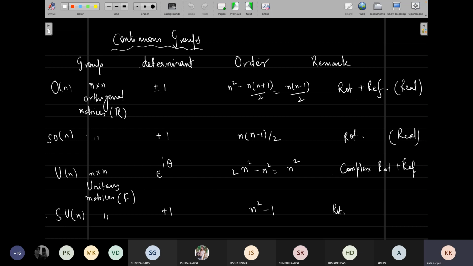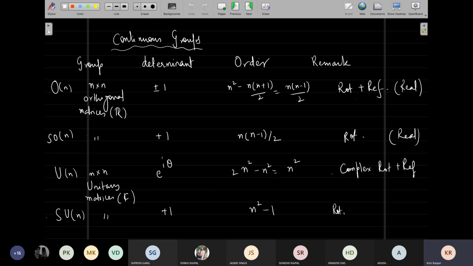So this is the summary of the previous class. We did something on the continuous groups. Basically, these four major classes: ON, SON, UN, and SUN. What I have written on this page is mainly what we did yesterday. So ON is n cross n orthogonal matrices in real space, with determinant plus or minus 1, a property of the orthogonal matrices.